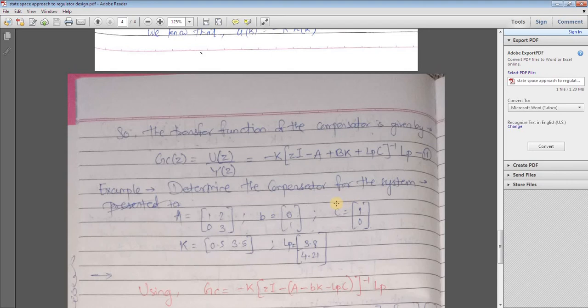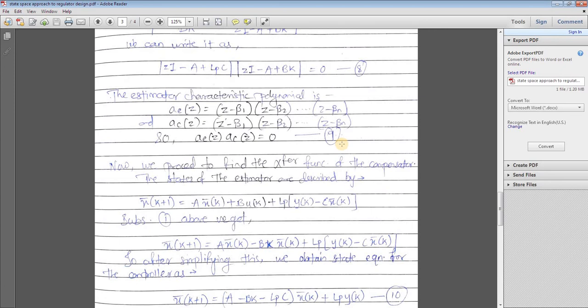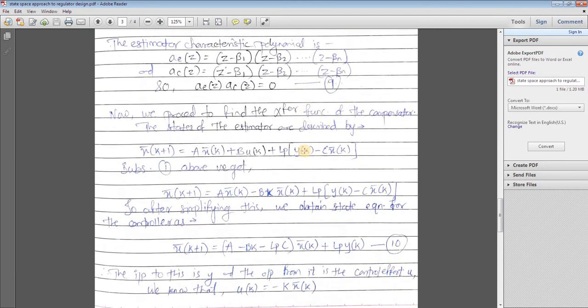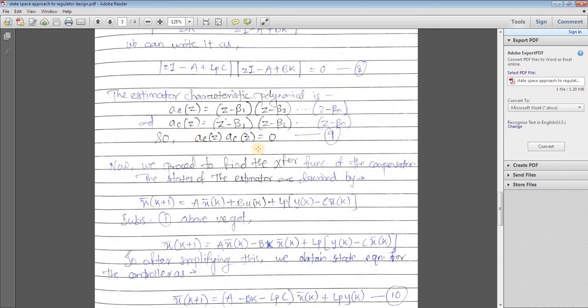Now we should note that the original state feedback controller is of constant gain K, which is stable. This K is stable, and it should be emphasized that although the compensator by itself could be unstable, the closed loop system is stable, which is indicated by its characteristic polynomial in this equation. So it ensures that the closed loop system is stable.